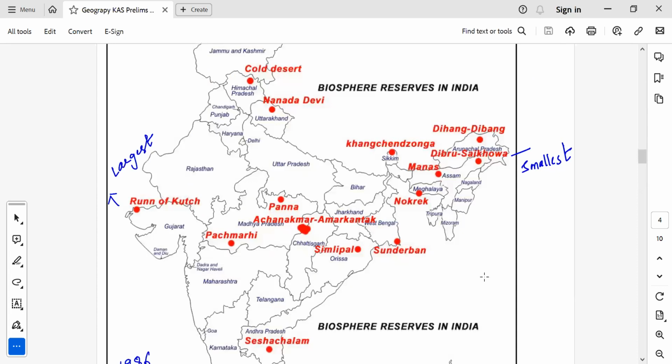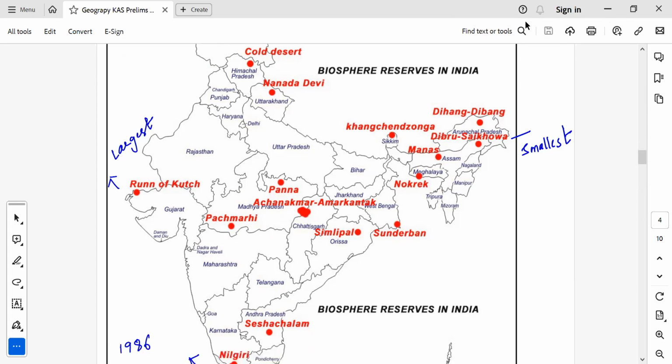Remember, some of the facts I will be telling: the largest biosphere reserve and the smallest biosphere reserve. The Rann of Kutch, which is located in Gujarat, is the largest biosphere reserve. Opposite to this, there is Dibru-Saikhowa, which is in Assam. Don't confuse it with Arunachal Pradesh; Dihang and Dibang are in Arunachal Pradesh. Dibru-Saikhowa is at the tip of Assam, in Tinsukia district. So that is the smallest biosphere reserve.